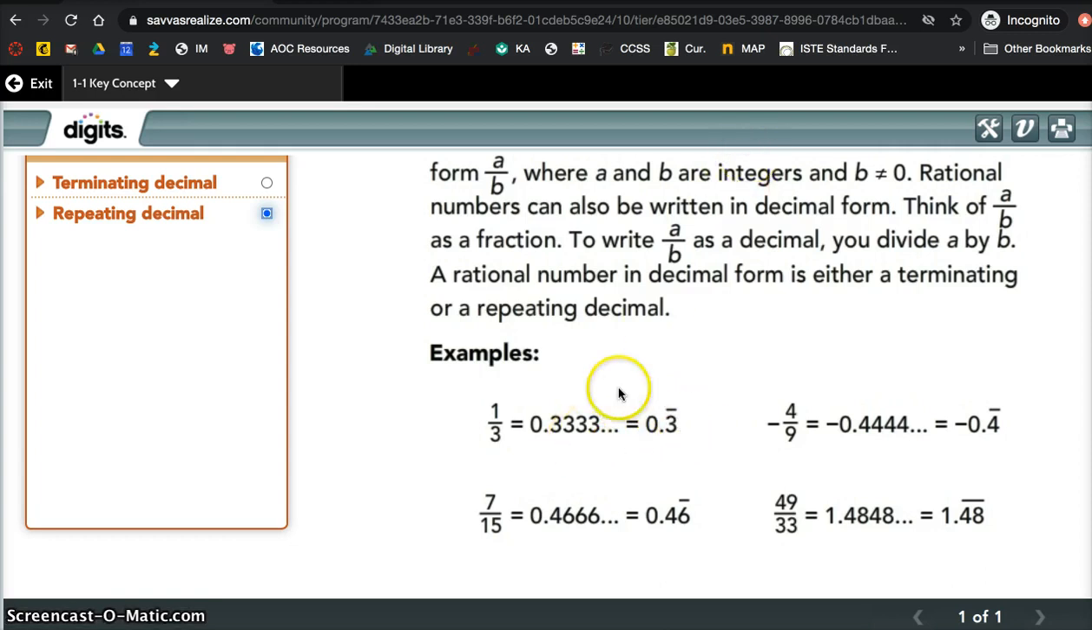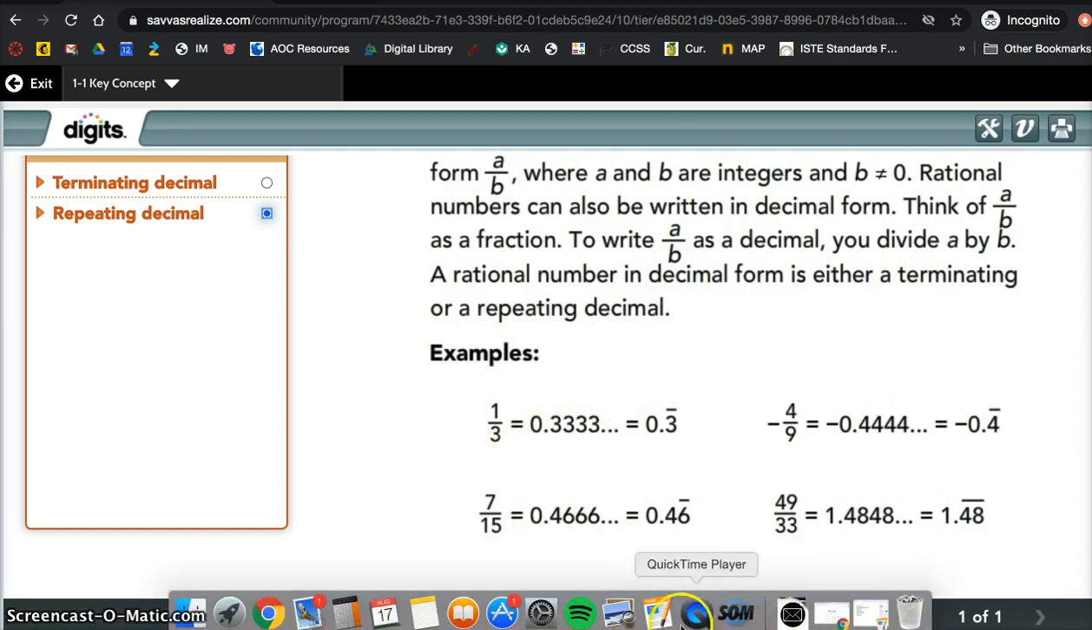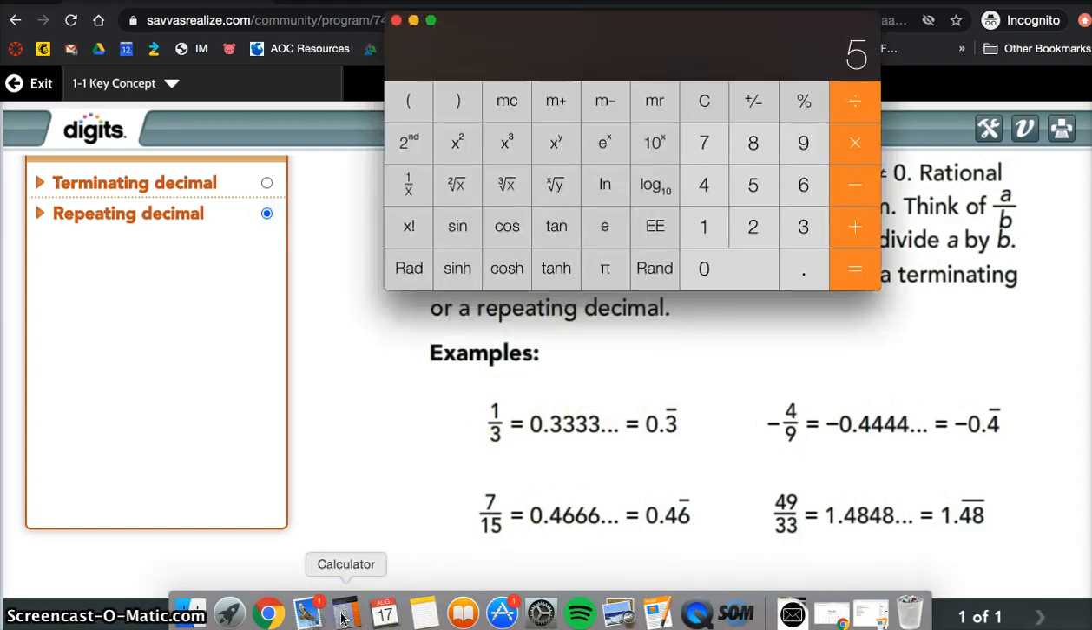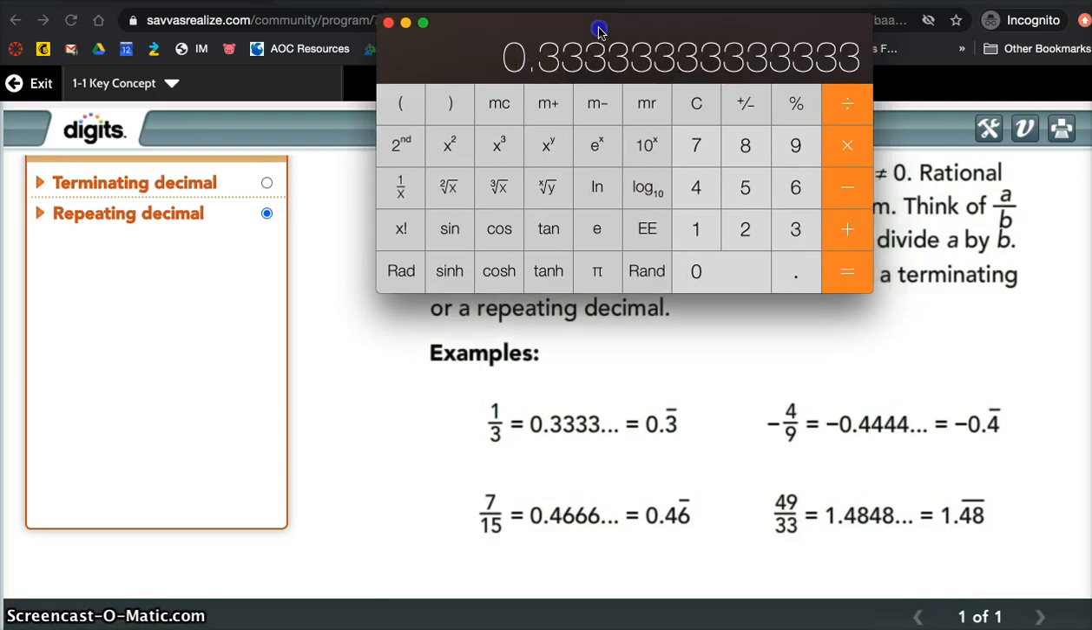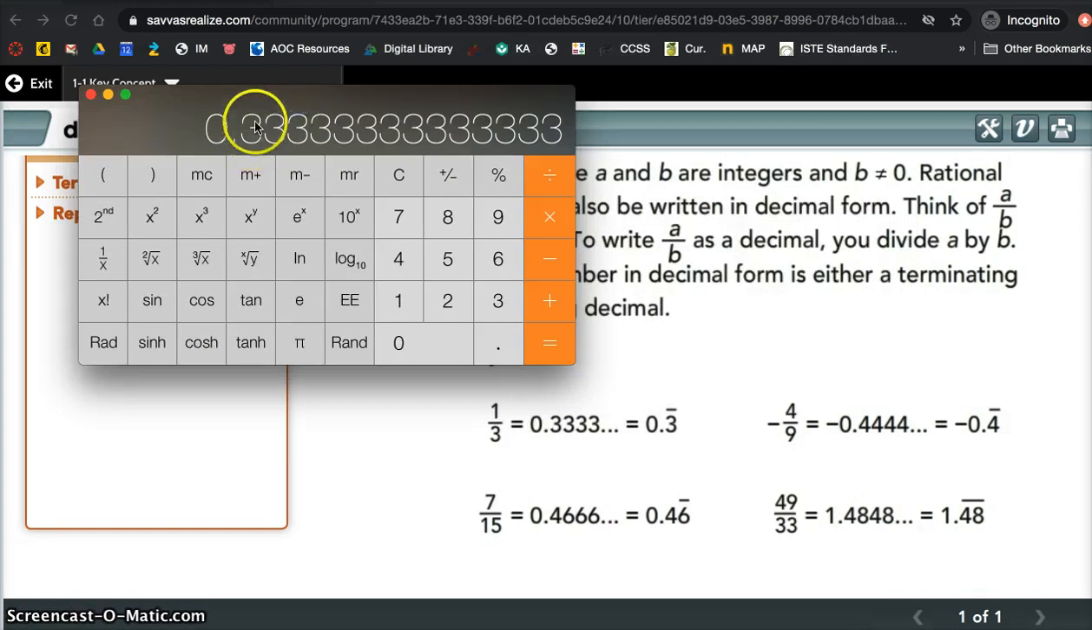So for example, 1/3 is a decimal that always repeats. So we can go ahead and take the fraction 1 over 3, 1 divided by 3, and we're going to get this really long repeating decimal. It repeats over and over and over again. And in fact, anytime you have a denominator that's a multiple of 3, you're going to have a repeating decimal.